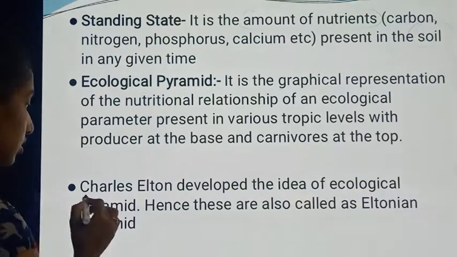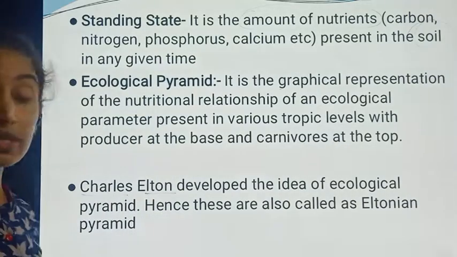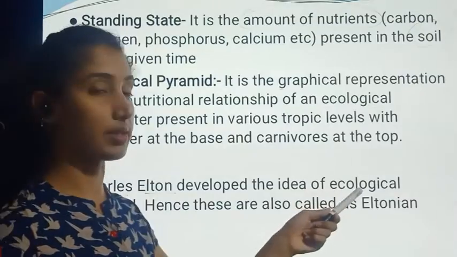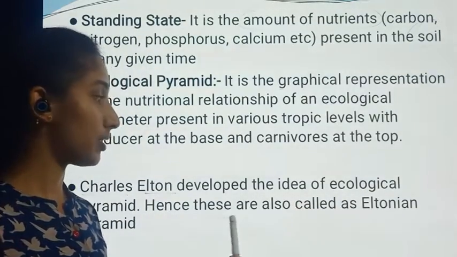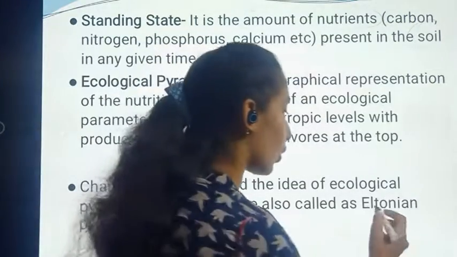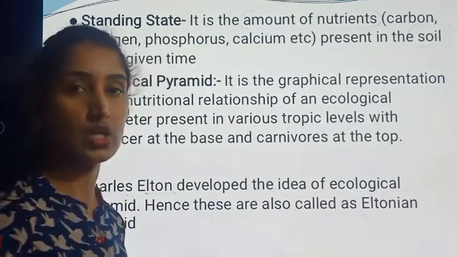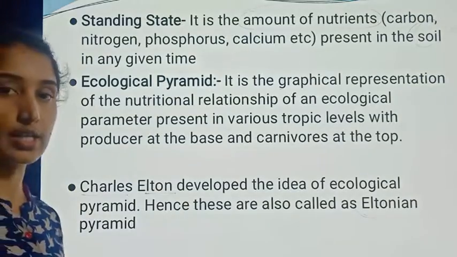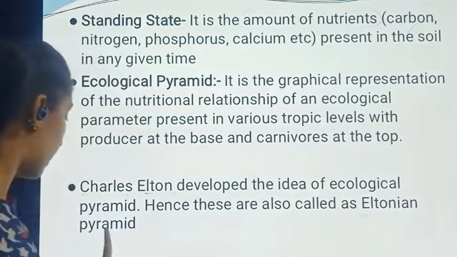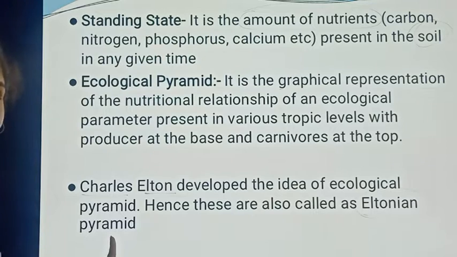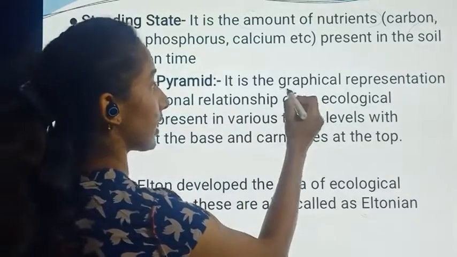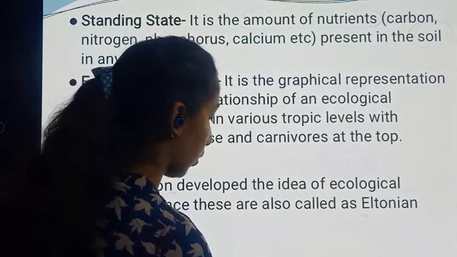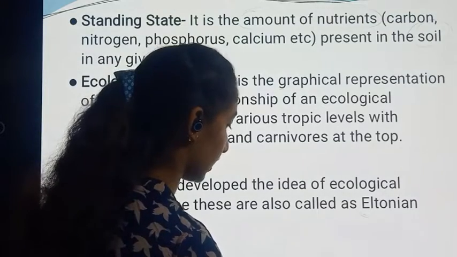Charles Elton developed the idea of ecological pyramids, and because of this, these pyramids are also called Eltonian pyramids. Ecological pyramids are also called Eltonian pyramids because they were first developed by Charles Elton. And we also used the word graphical representation. How are we representing the ecological pyramids?